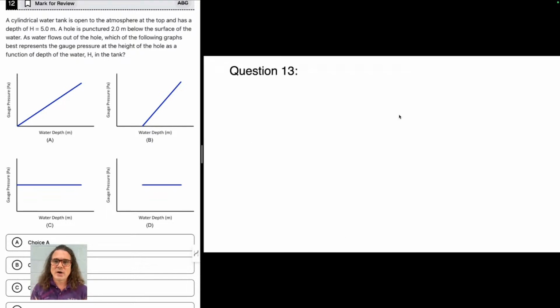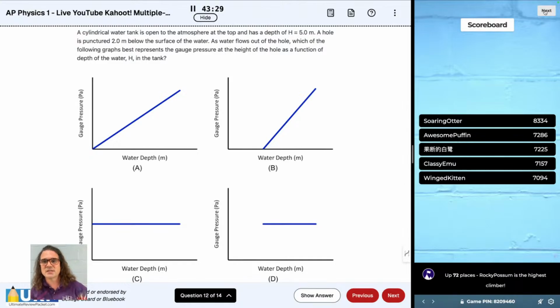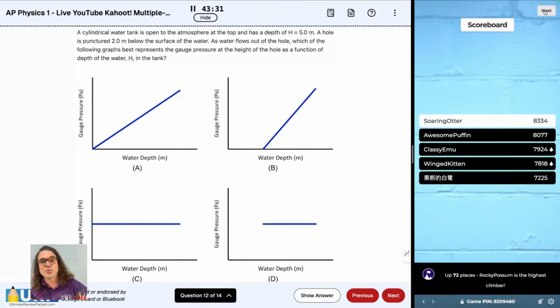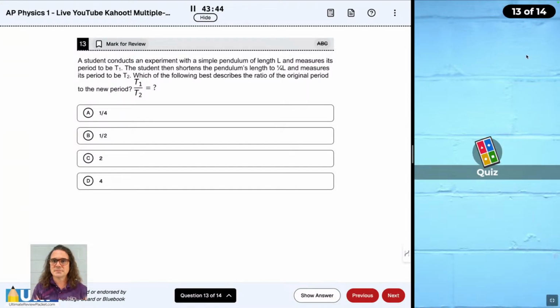All right, here we go. Question 13. Let's see if Soaring Otter is still doing well. Although you missed that one, didn't you, Soaring Otter, I think. All right, here we go. Next question. Hopefully we will see. The problem is sometimes I click and it doesn't work. Okay, so question 13 is where we're going next.